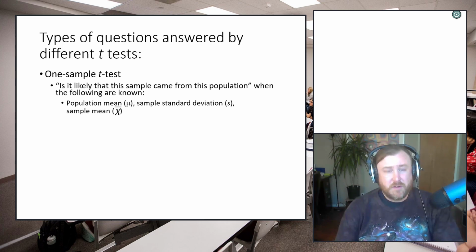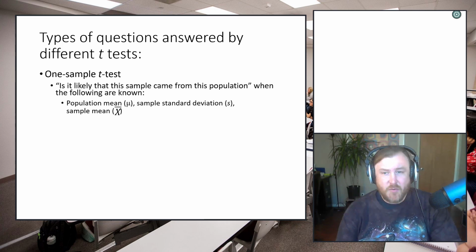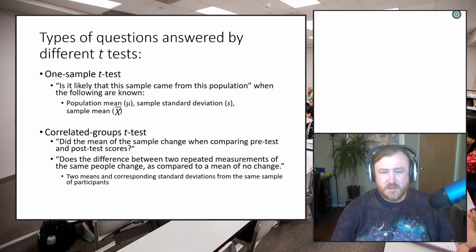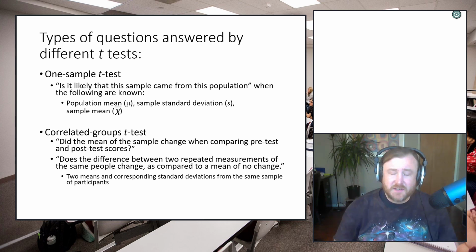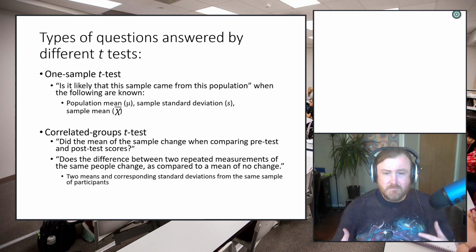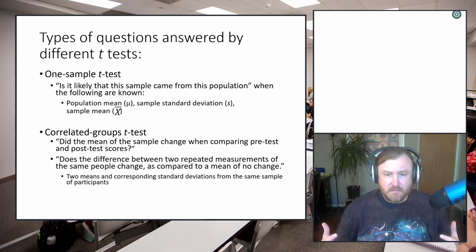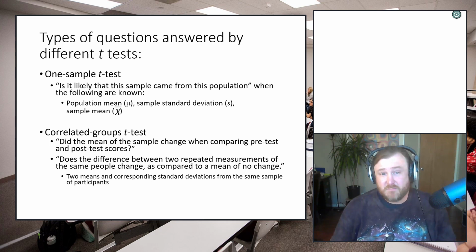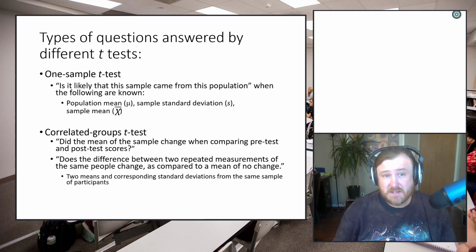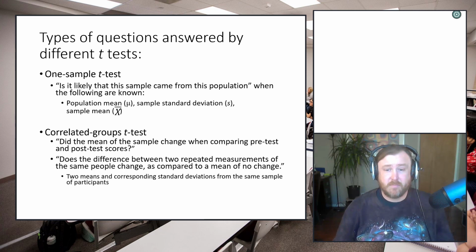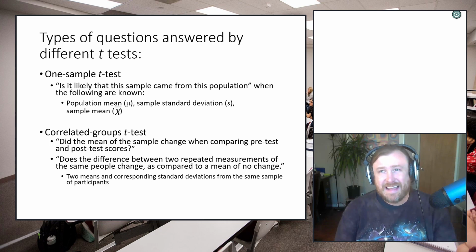Now, we've conducted one sample t-tests in the last lecture, and today we're going to be moving into correlated groups t-test territory. So what is the distinction? Well, that's a great question. Mathematically, very, very little difference. In fact, the t equation for a correlated groups t-test is exactly the same as for a one sample t-test. The difference is in the design, right?